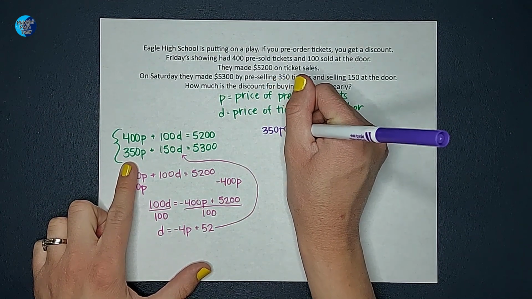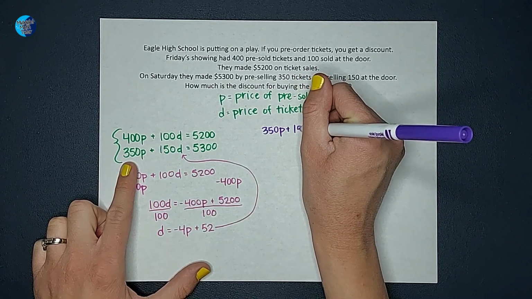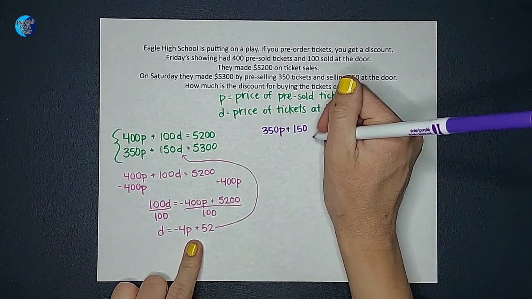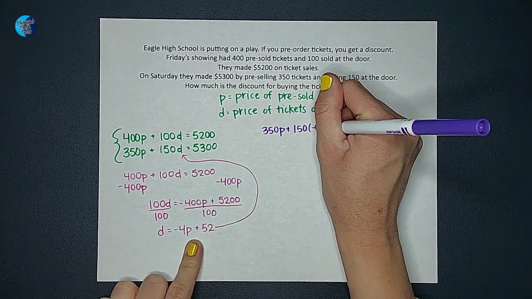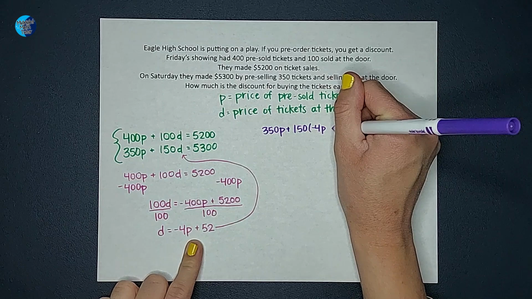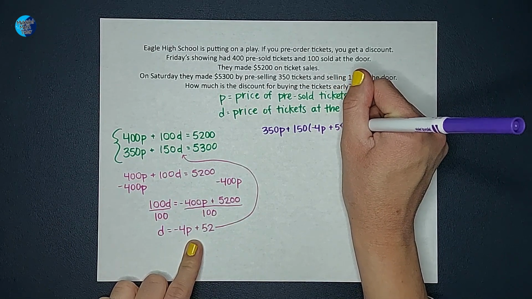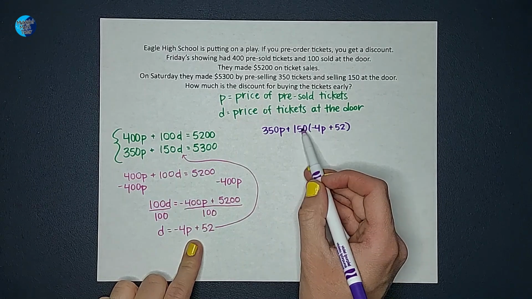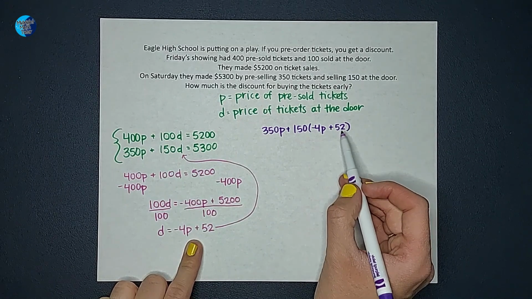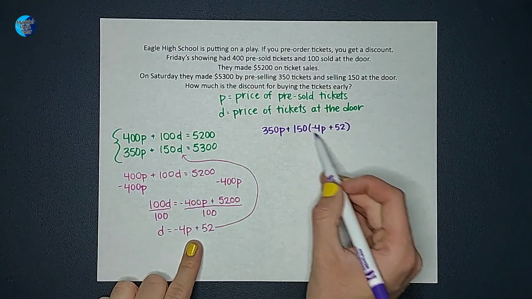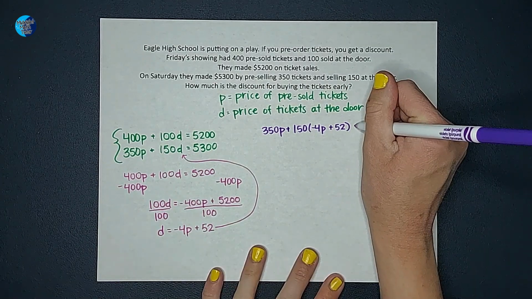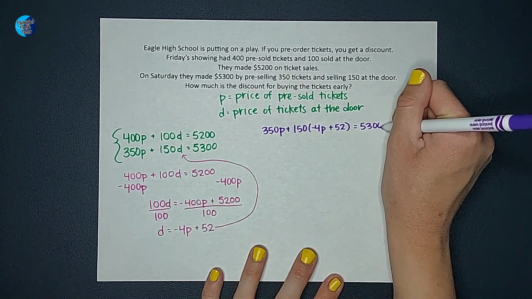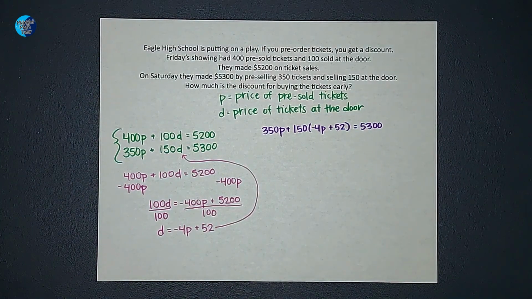350p plus 150D. But remember, I am writing what D equals, which is negative 4p plus 52. The reason I use the parentheses is I need to make sure the 150 gets multiplied to both of those because D equals this whole thing. And that is equal to 5,300. All right, now we're just solving for P.